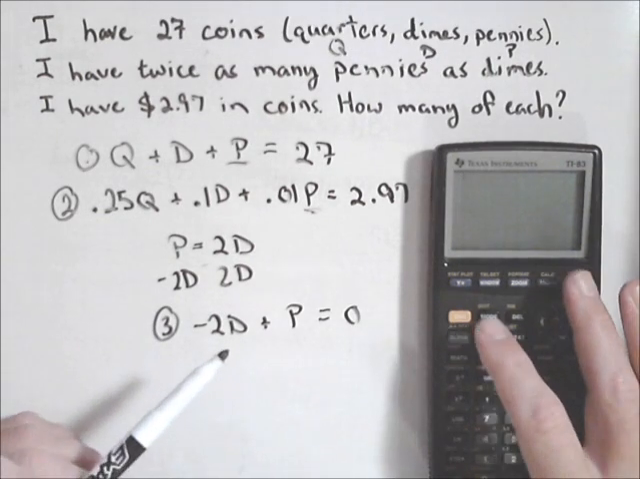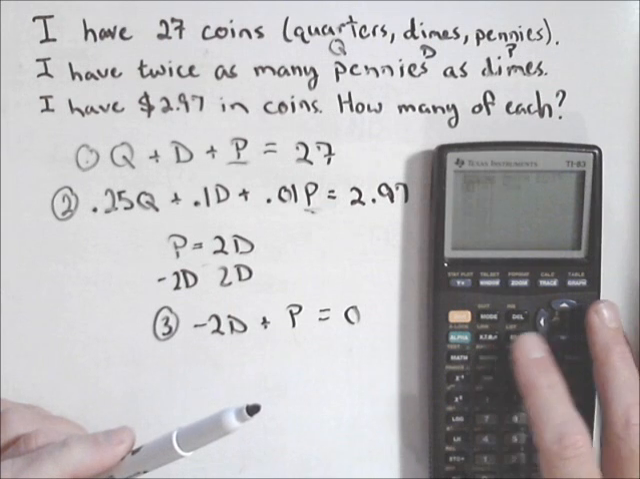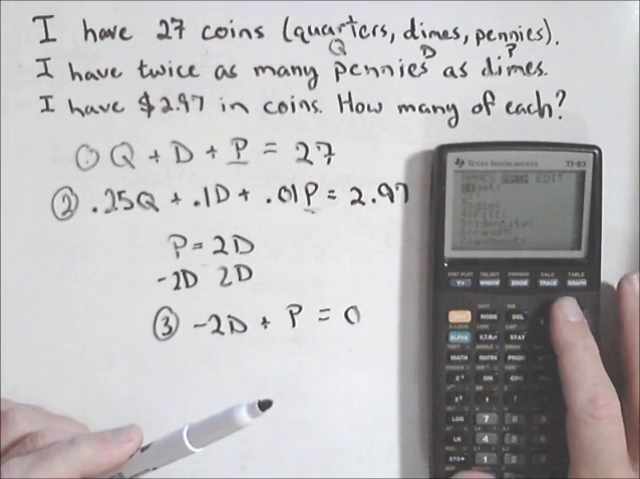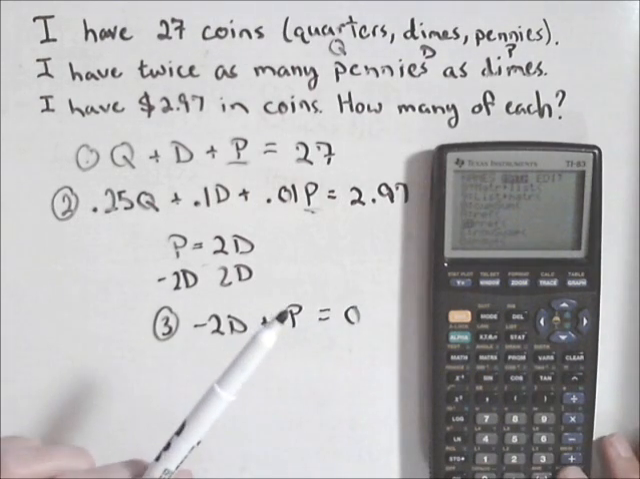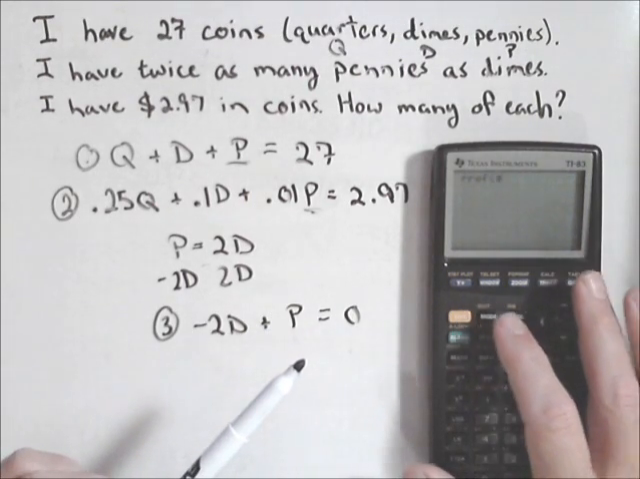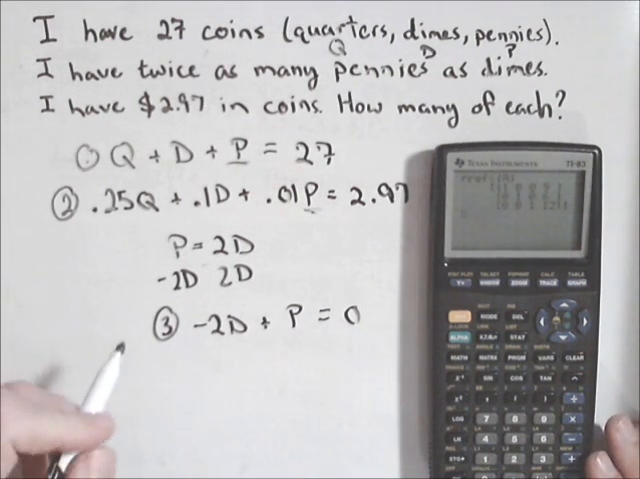I like using row reduced echelon form. So we're going to go back to matrix. We're going to do math. We're going to go down to RREF. Right there. And now I have to put in the matrix. So matrix A, enter. And there are my solutions.